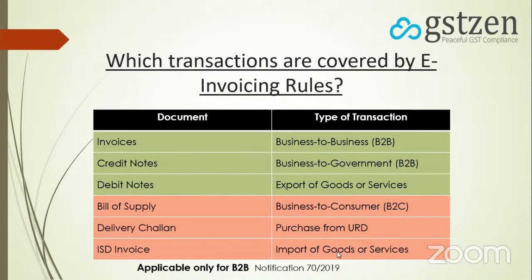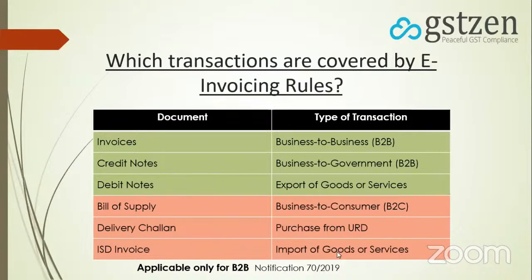goods and services. If you are issuing an invoice to a business, if you are selling something to a business, that is, you're issuing a B2B invoice, you have to generate an e-invoice. Similarly, you have to generate the e-invoice for credit notes and debit notes for these particular invoices as well. Now e-invoicing is not applicable for bill of supply, delivery challan, and ISD invoice. That is in case of your exempt goods. So for all taxable supplies, you have to generate e-invoice. For all the exempt goods, you will not be generating e-invoices.